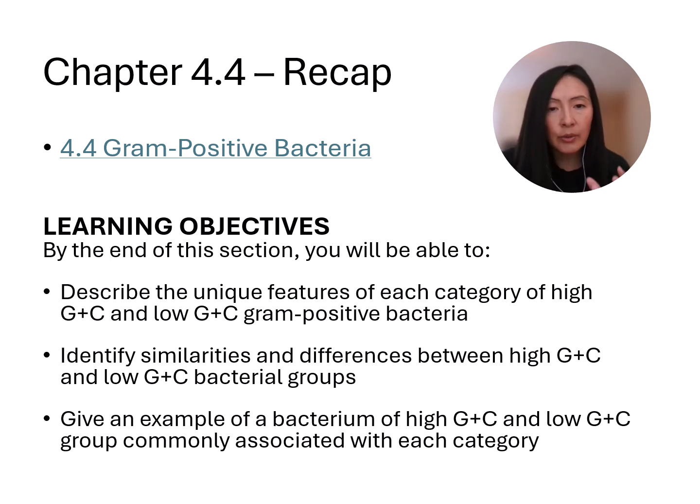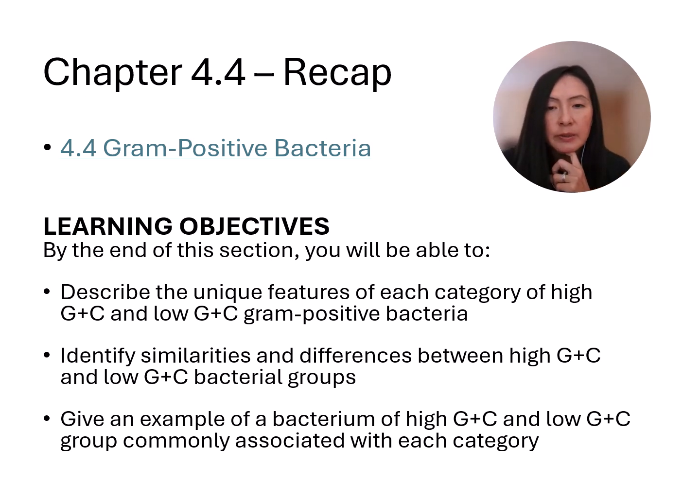For the low GC gram-positive bacteria, they have less than 50% GC, or guanine and cytosine, in their DNA, and they had diverse groups. We had Clostridia, which were endospore formers, Lactobacillus, which were lactic acid producers, Bacilli, which were also endospore formers, and Mycoplasmas that do not have cell walls and are pleomorphic. They have these abnormal, various shapes.